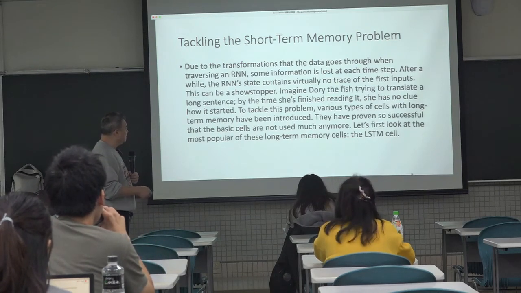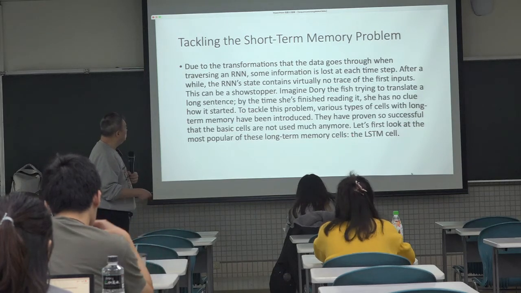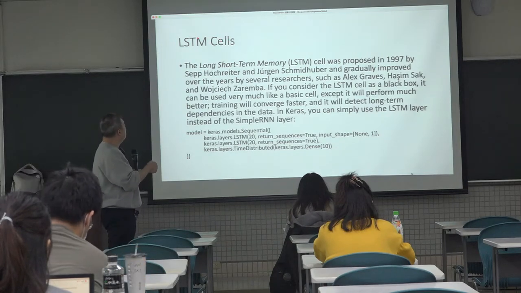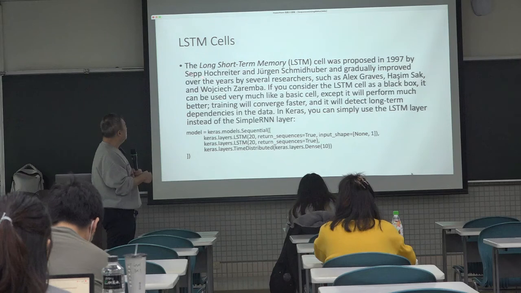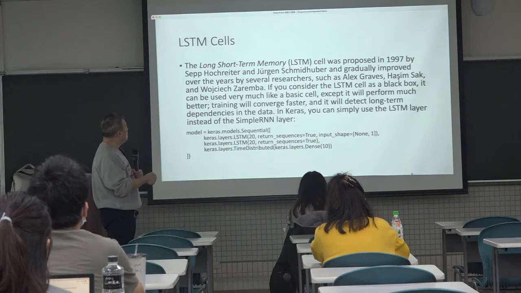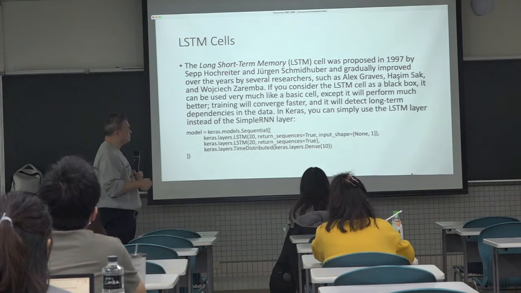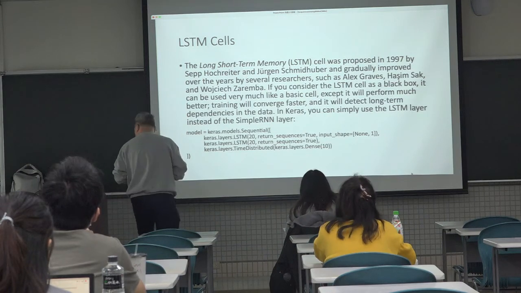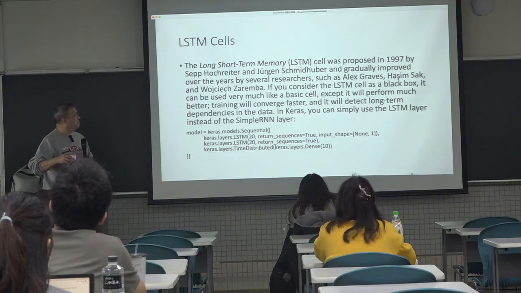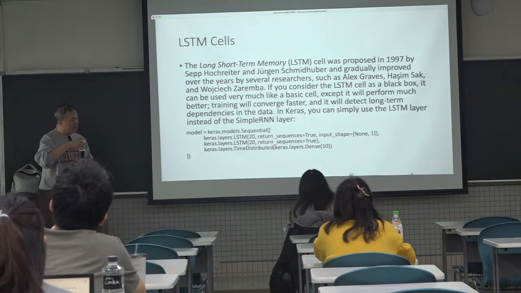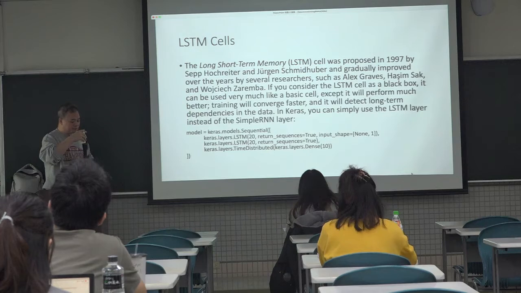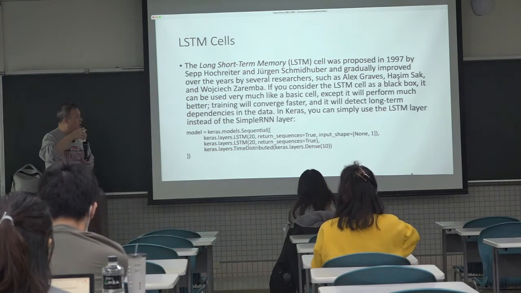The first one is called the LSTM cell, which is perhaps the most popular one. What is the LSTM cell? LSTM, of course, is an abbreviation. It stands for long short-term memory. Why is it called long short-term memory? I don't know, it's really not a good name. But this cell has become so popular that everybody uses it to create RNN networks.